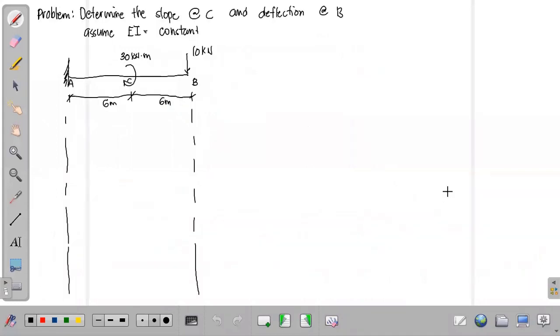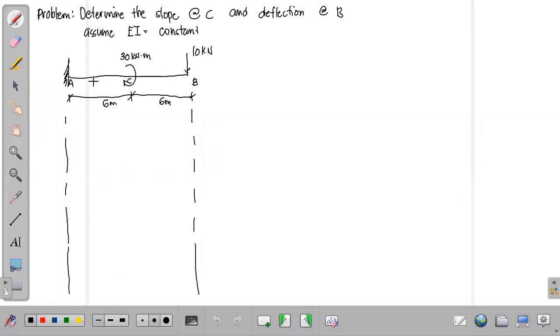So let's take an example for us to understand the moment area method further. We have to determine the slope at C and the deflection at B, assuming our EI is constant. So let's draw our moment diagram based on the load, shear, and moment relation. That is what we will use in this example, but it's up to you if you want to use the moment diagram parts.